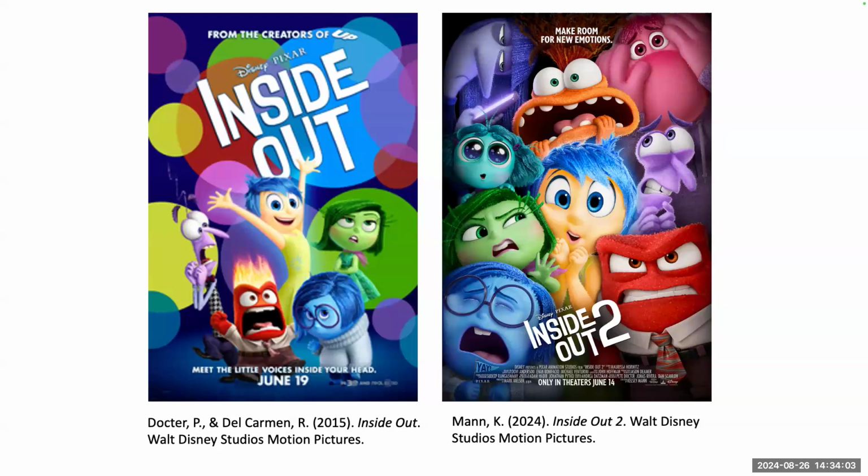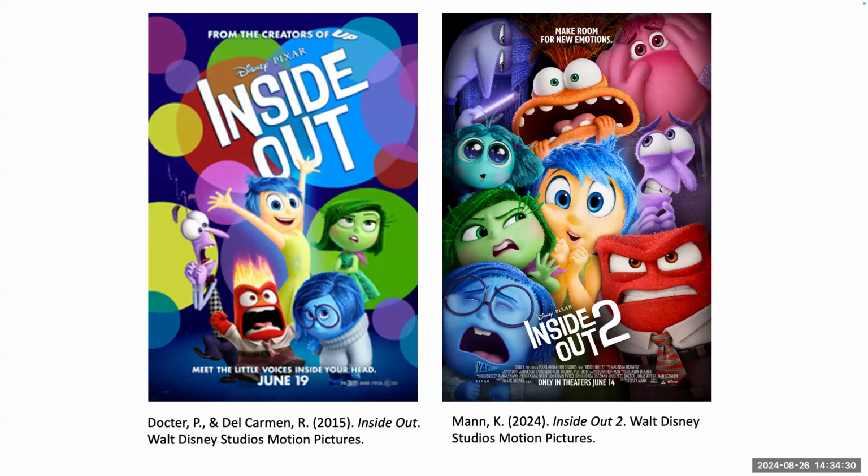Inside Out 2 is in theaters right now. Has anyone seen it? Really? This many people have seen it? Don't give any spoilers. I haven't seen it yet, but I'm very excited about it. They all die. No. How many have seen the original Inside Out? Almost everyone. Who has no idea what I'm talking about? Okay, so several of you.